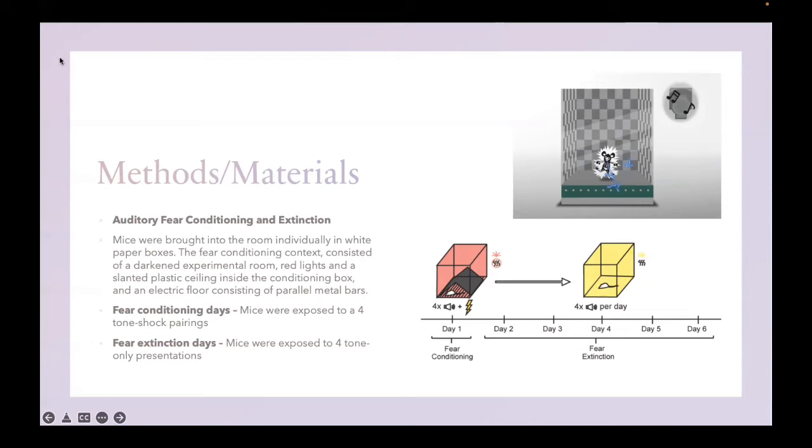So just to sum up the experiment, on the fear conditioning days, wild type and knockout mice are placed into the cage where they hear a tone, and then a shock comes right after it. So the mice will associate this tone with the shock. And on the fear extinction days, the goal is for the mice to extinguish the fear of that tone, so they will just hear the tone without a shock.